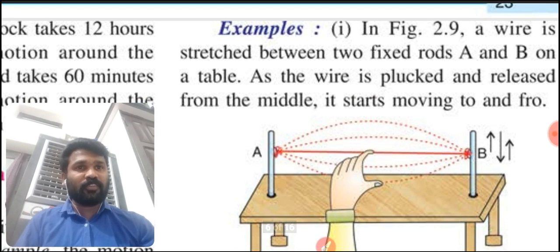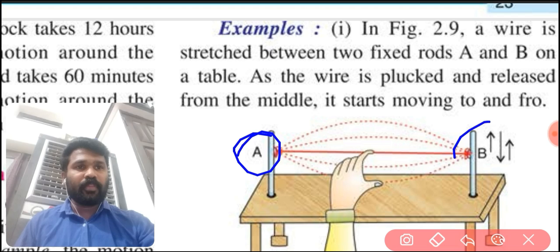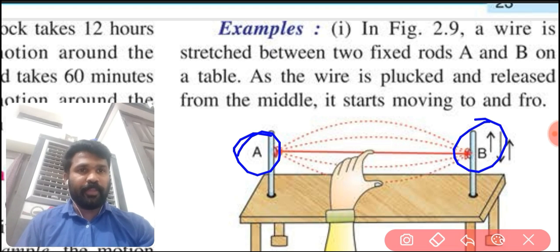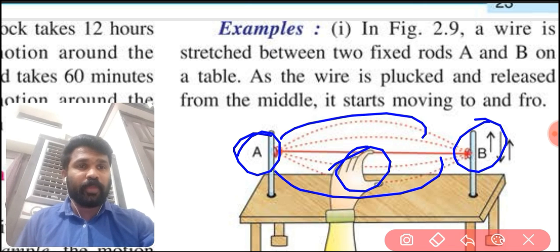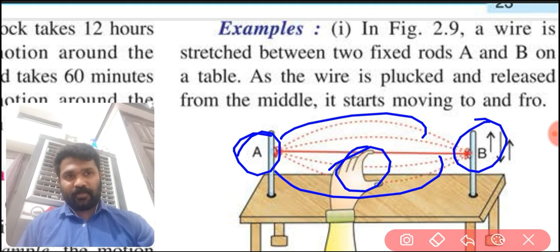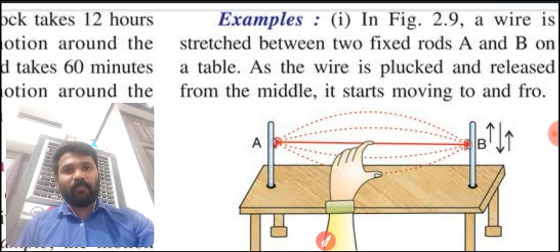A wire is stretched between two fixed rods A and B on the table. We are going to pluck the wire. What will happen? It starts to vibrate. As the wire is plucked and released from the middle, it starts moving to and fro. So it's a type of vibratory motion.